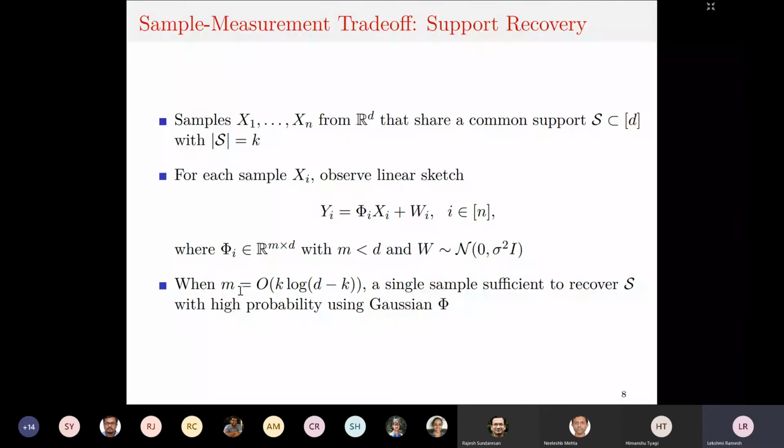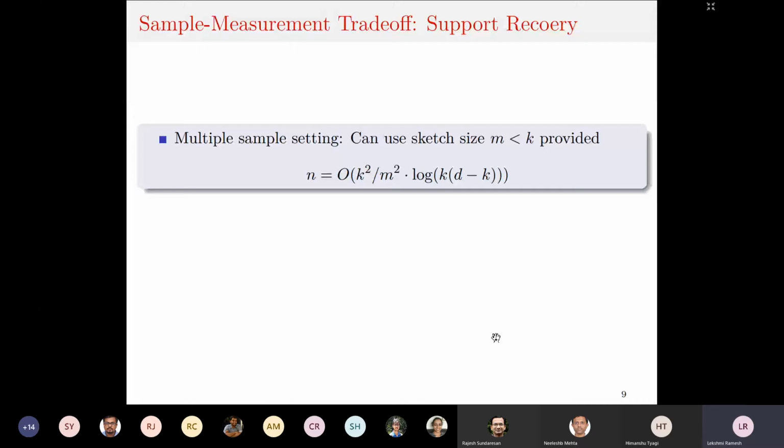And so yes, you can do that. If you have multiple samples, then you can use a sketch size which is even smaller than the support size. Okay, so a sketch size less than k, you can operate in that regime provided you have number of samples that scales like this. It scales like k over m squared log k times d minus k.